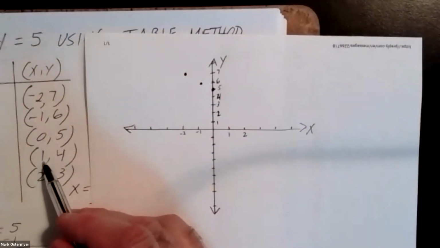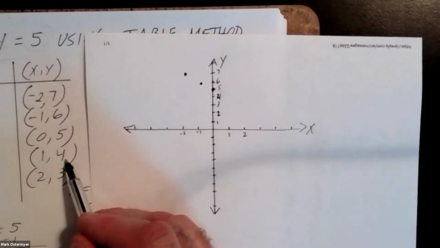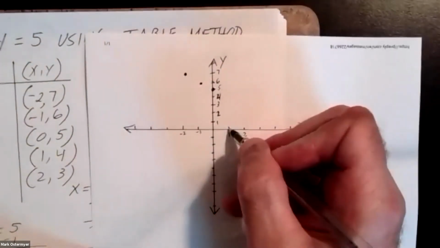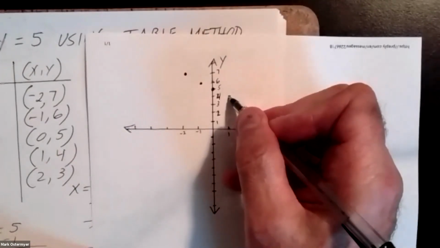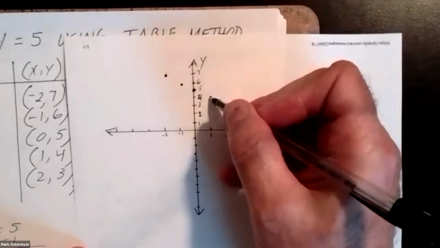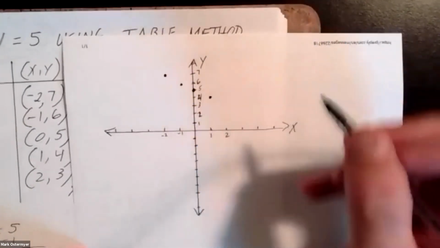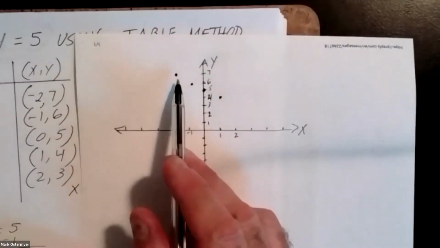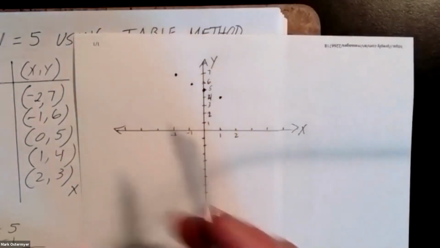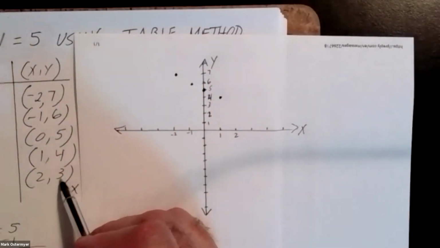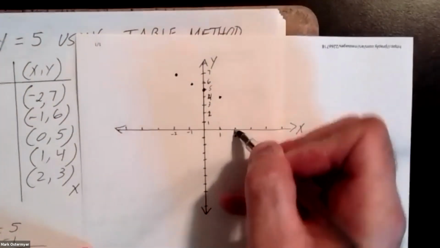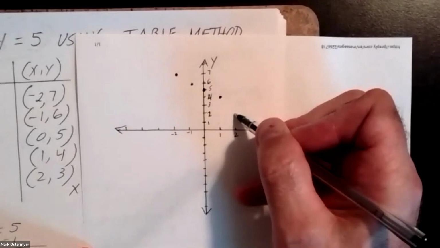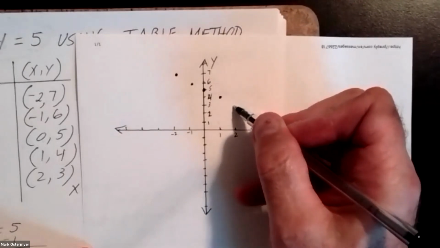1, 4: we start at the origin, move 1 to the right on the x-axis, and then move up 4 in a positive y direction. So 1 to the right, now up 4. 1, 2, 3, 4. Does it appear, ladies and gentlemen, that these points are lying on a line? Does it look like they lie on a line? We want to plot the point 2, 3. Start at the origin, go 2 to the right, and then up 3. 1, 2, and then what? 3.